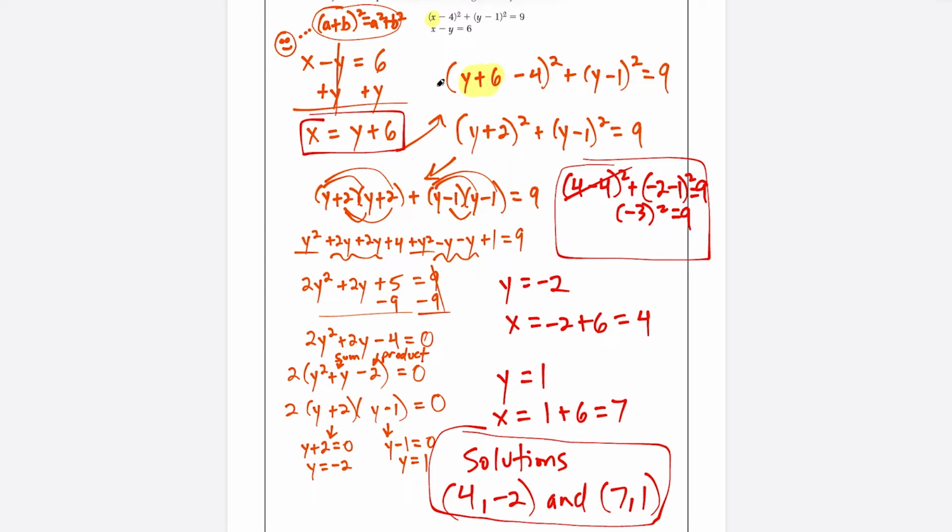And if I do 4 minus negative 2, that is equal to 6. So this first point is definitely a solution. And now for the next one, if I plug in x is 7, y is 1, now I have 7 minus 4 squared plus 1 minus 1 squared equals 9. This term cancels out this time, 1 minus 1, and this gives me 3 squared is equal to 9, which is also true. So that second point is good. And if I plug in 7 minus 1, that is also equal to 6. So these two solutions check out.